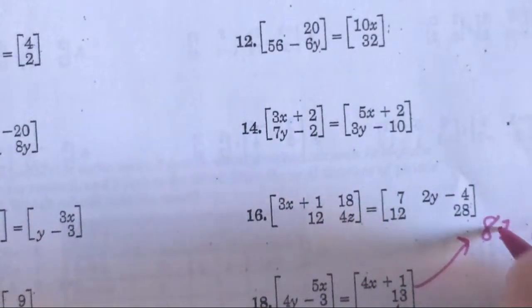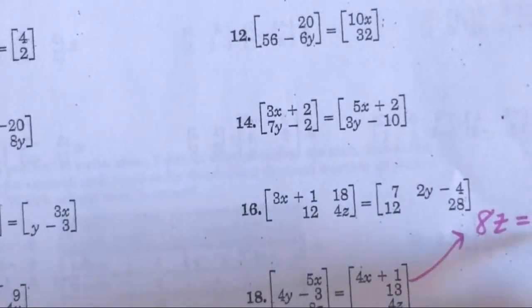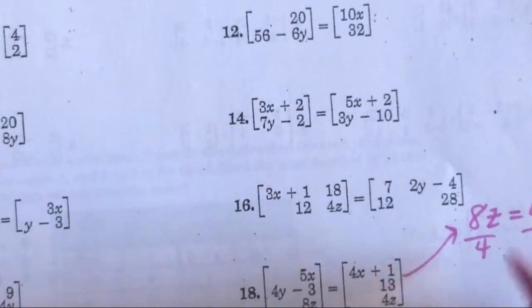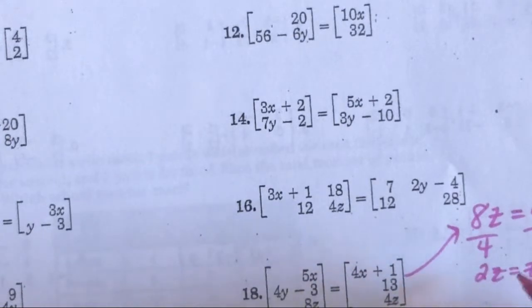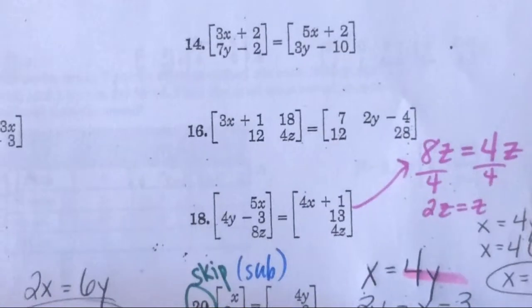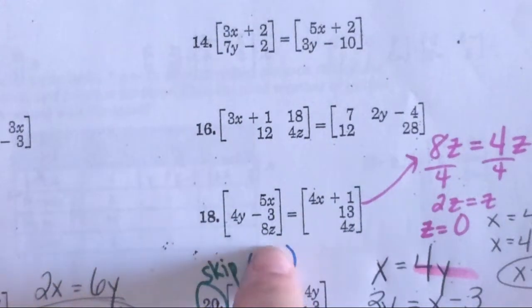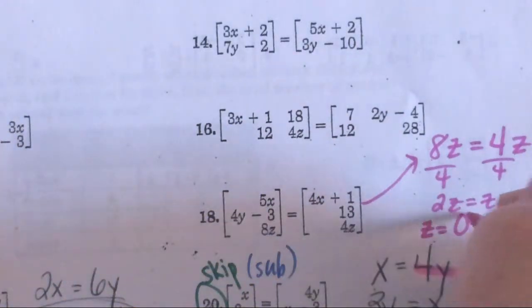So 8z equals 4z. So you divide, and if you divide by 4, you've got 2z equals z. If you divide by z, you end up getting 1 equals 2. That's crazy. So what's the only number z could be to make this make sense? Z has to be 0. Because 8 times 0 is 0, and 4 times 0 is 0. Other way, this is never going to work out. Z has to be 0.